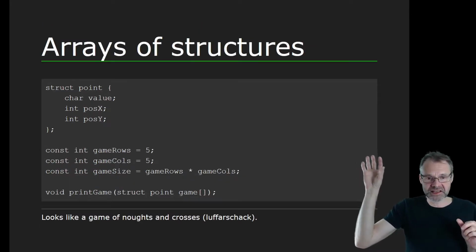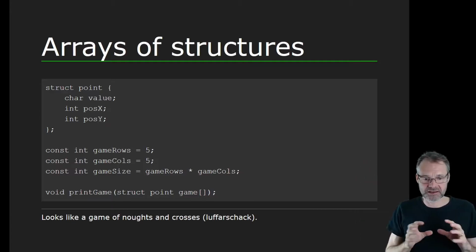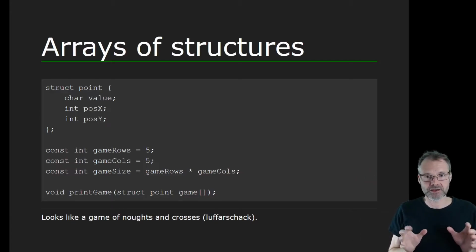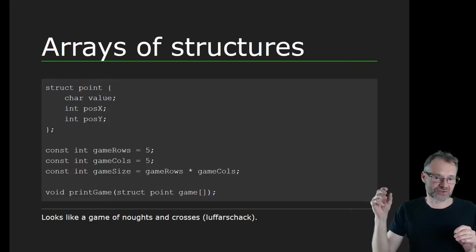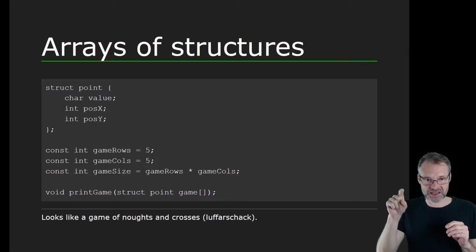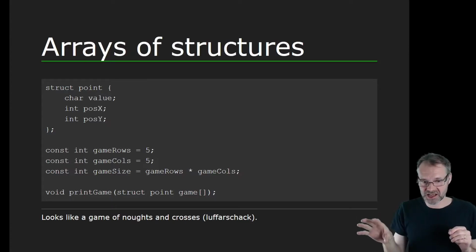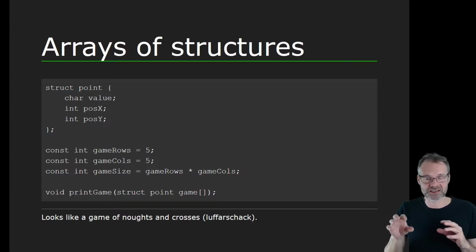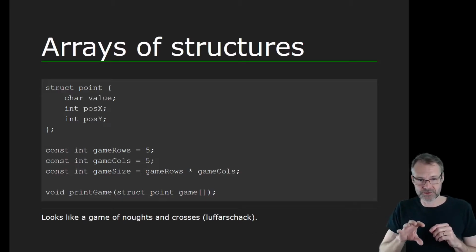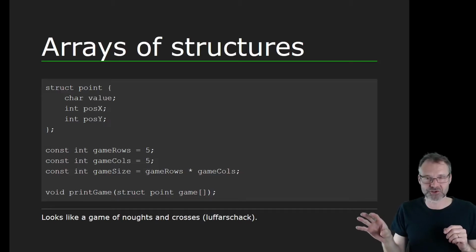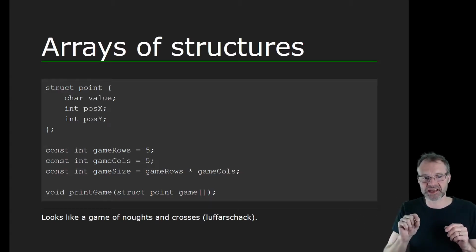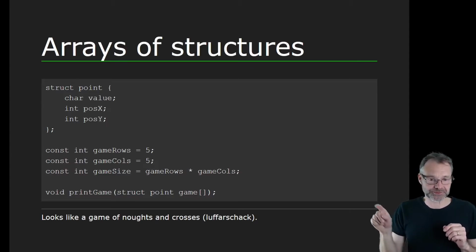So I'm starting to build a game here. It looks a bit like a game of noughts and crosses, or Luftwache as I call it in Swedish. I have this struct point where I'm going to place an X or an 0, and it's going to have a position on the game board. I'm going to work with a game board that is five columns and 5 rows, so my whole game size will be up to 25 places where I can put the cross or the 0.